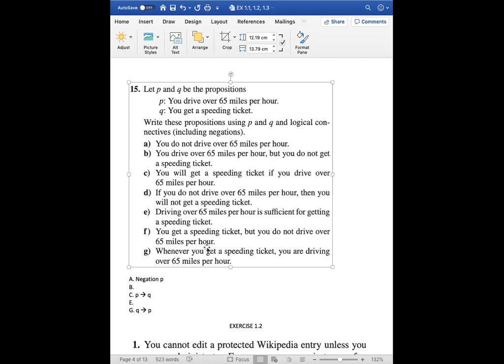For 15B, would it be P and negation Q? Yeah, P for the and part, negation Q for 15B. So for the B part, it will be P and negation Q, because we have this sign here, which represents the and operator in propositional statements. And then we have this not, we have to take the not for the Q part. Okay, got it.